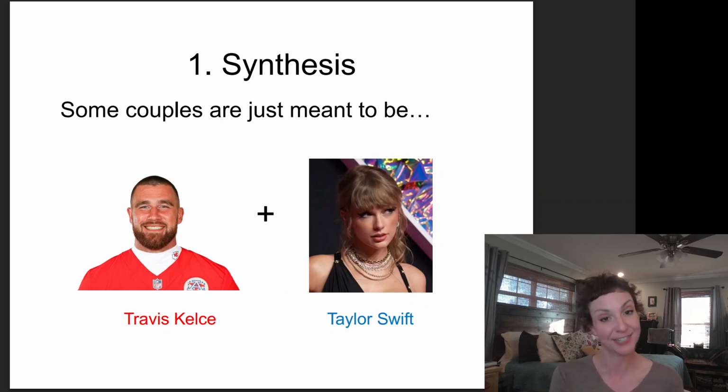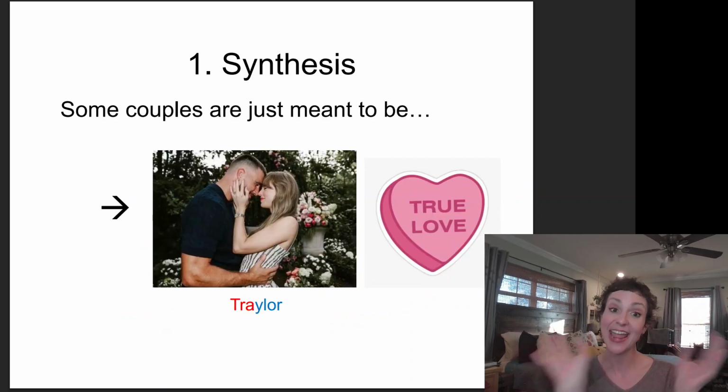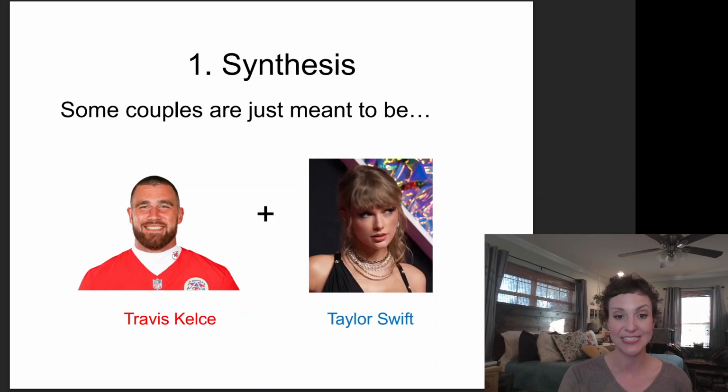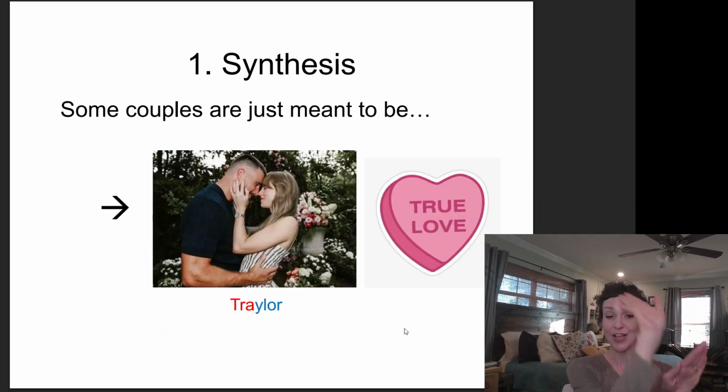Like synthesis, for example. Some couples are just meant to be. Here we have Travis Kelce and Taylor Swift. Guess what, you guys? They came together to make a couple trailer. If you'll notice on the previous slide, I wrote Travis Kelce in red and I wrote Taylor Swift in blue. Now they are a couple. The red, Travis, comes first, and the blue, Taylor, comes second.